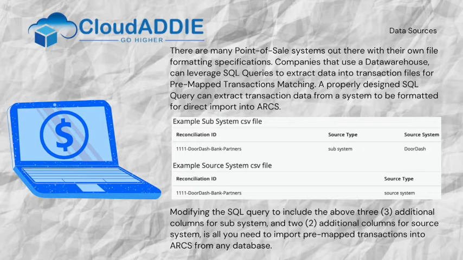A properly designed SQL query can extract transaction data from a system to be formatted for direct import into ARCS. Modifying the SQL query to include the above 3 additional columns for subsystem and 2 additional columns for source system is all you need to import pre-mapped transactions into ARCS from any database.